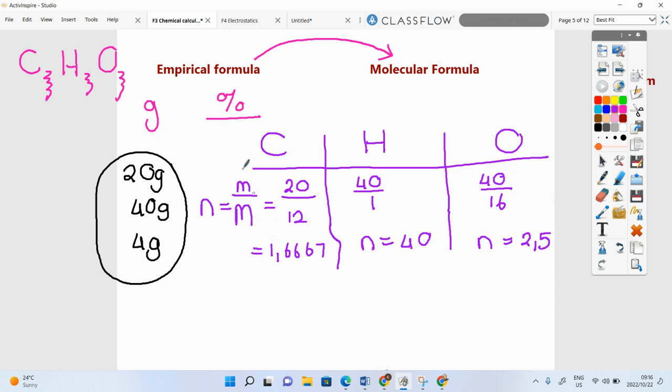All right, now what's our next step? Divide by the smallest number. You divide by the smallest number. So for all of these, we're going to divide by 1.6667. Remember, you can store this in your calculator, make your life easy. Okay, now give me the ratios that you get. What do you get for C? Obviously 1.